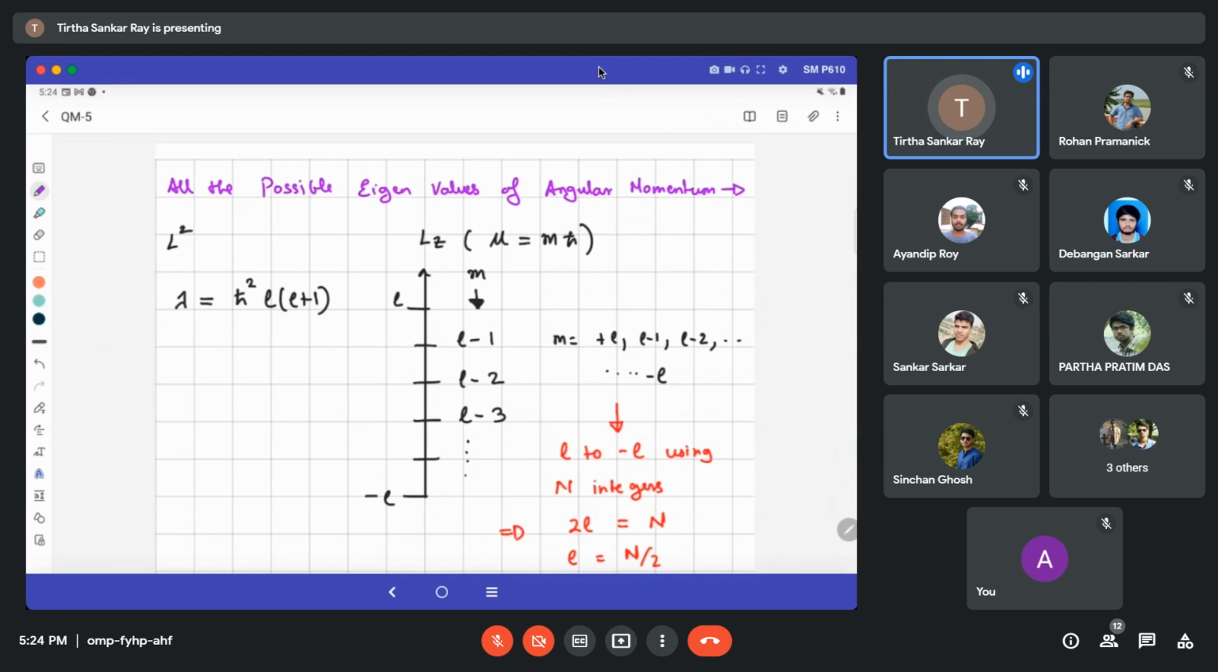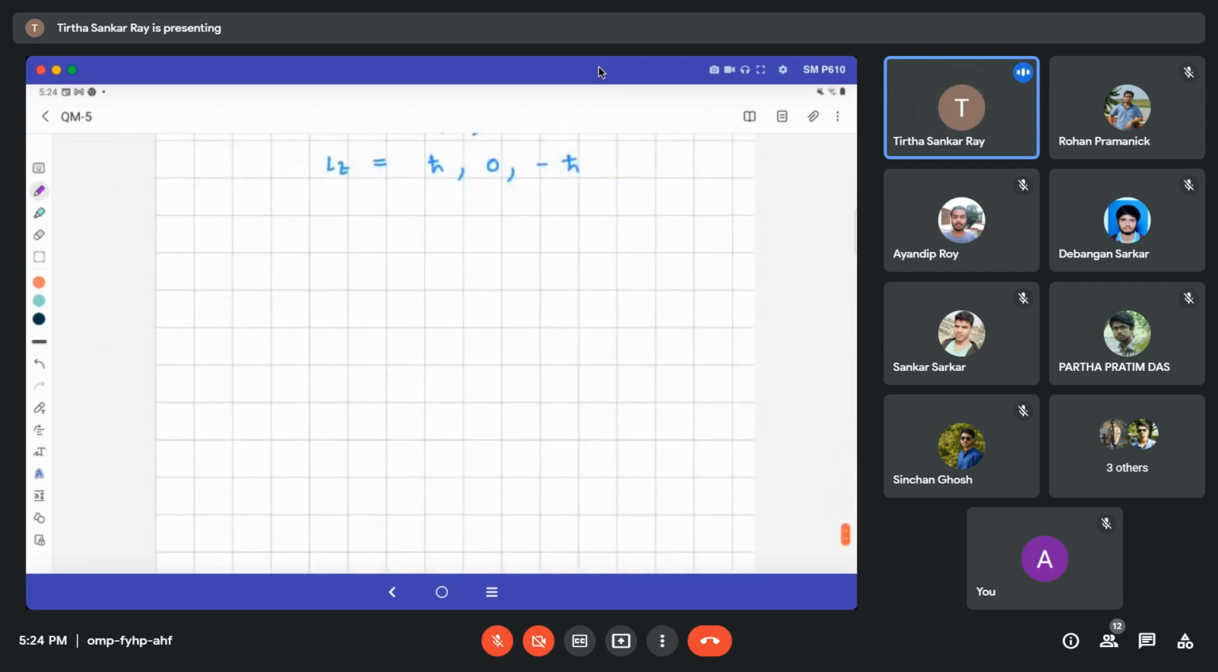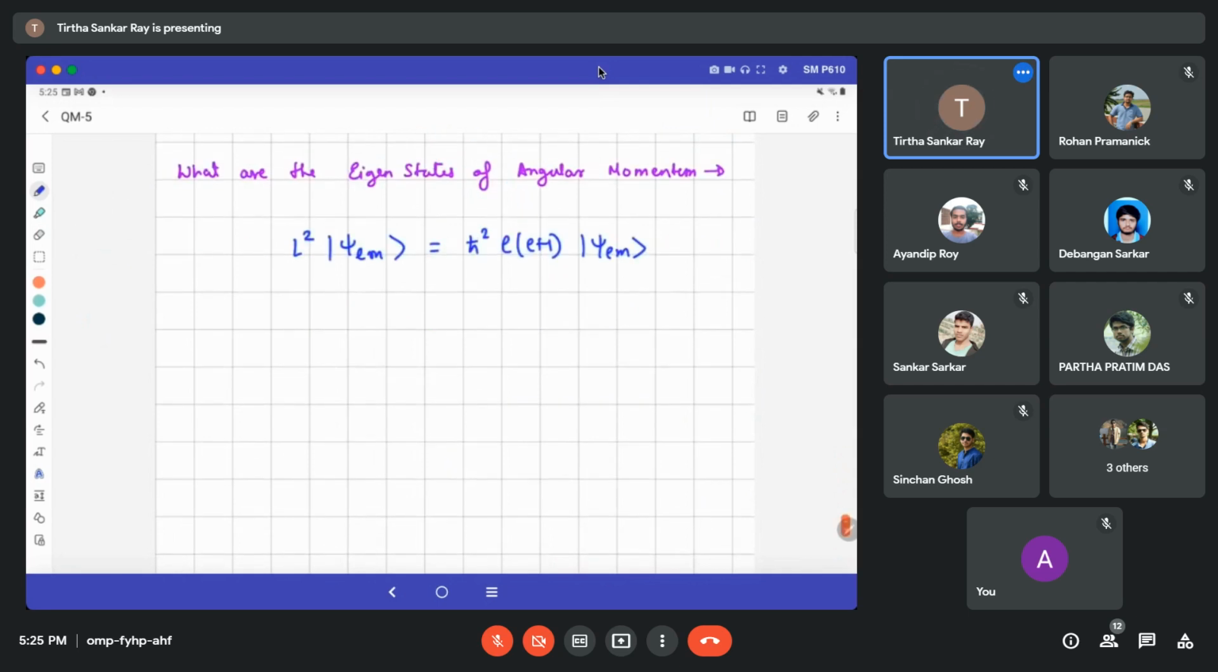But now we want to turn our attention to the eigenstates, the eigenvectors, the wave functions. So what are the eigenstates of angular momentum? Basically, we want to find out that if you have a system such that L square psi, and now we know it is going to be labeled by L and M, is equal to h cut square L into L plus 1 psi L and M, we want to find out what psi L and M is.